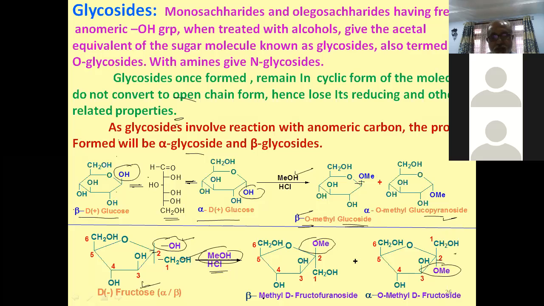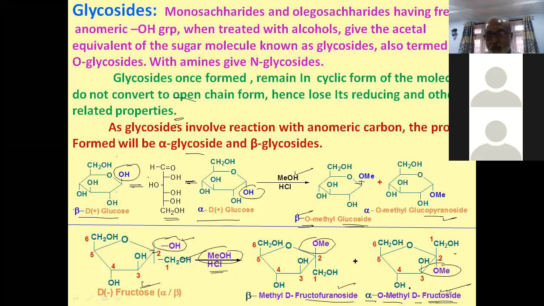What will be the name here? Beta methyl D fructofuranoside. So that is the proper name, fructofuranoside. That is the name that is given. And this one becomes alpha O-methyl D fructoside. We can also call it simply fructoside or fructofuranoside. That is why I have written both of them. In one case I have written fructofuranoside, in another case I have written fructoside.